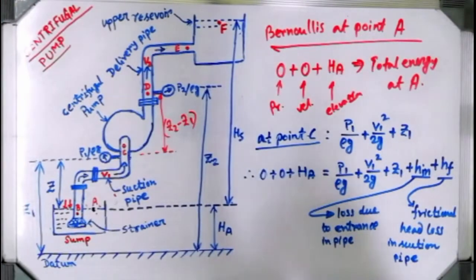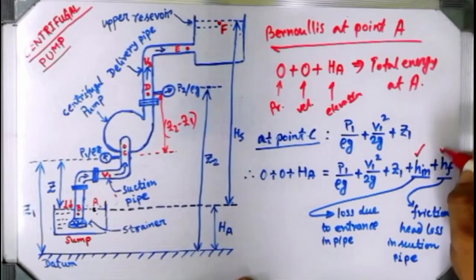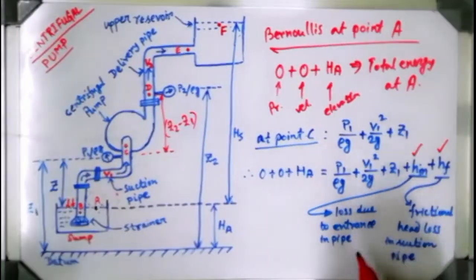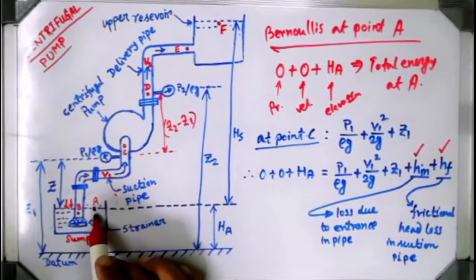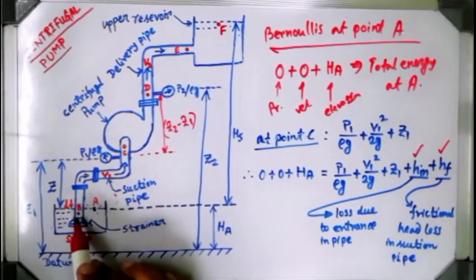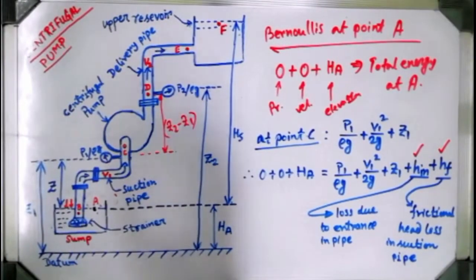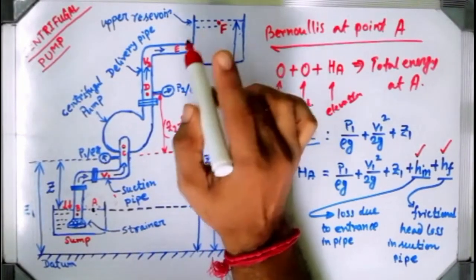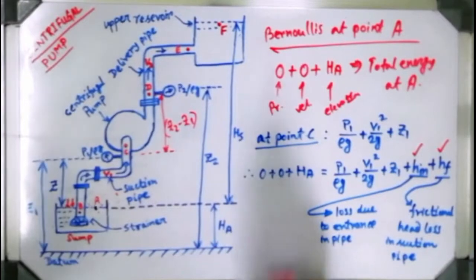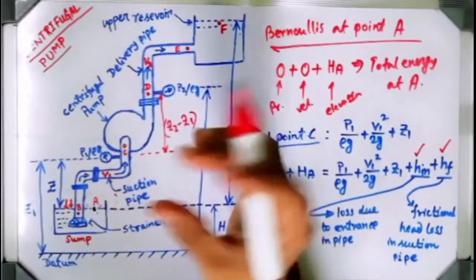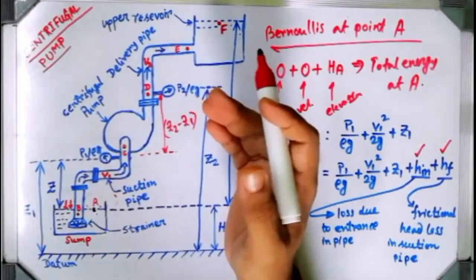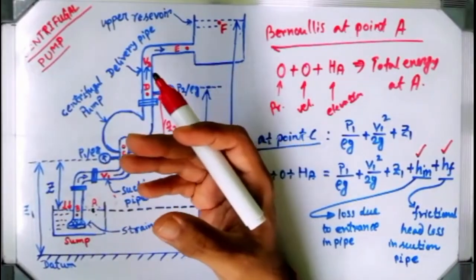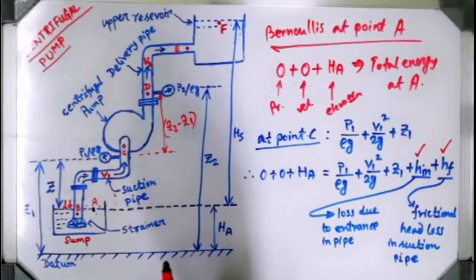Now see, I have added two terms, H in and HF. What is this H in? H in is a loss due to entrance in pipe. While the water is entering the pipe, there will be loss. Similarly, while the liquid goes out of the pipe, then also one loss will be there. They are known as entrance loss, exit loss. Why is it occurring? They are basically minor losses. At the time of minor losses, I have gone through these things.